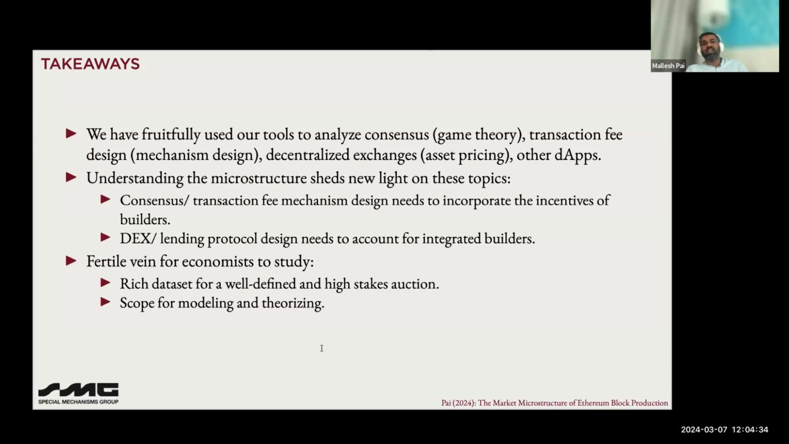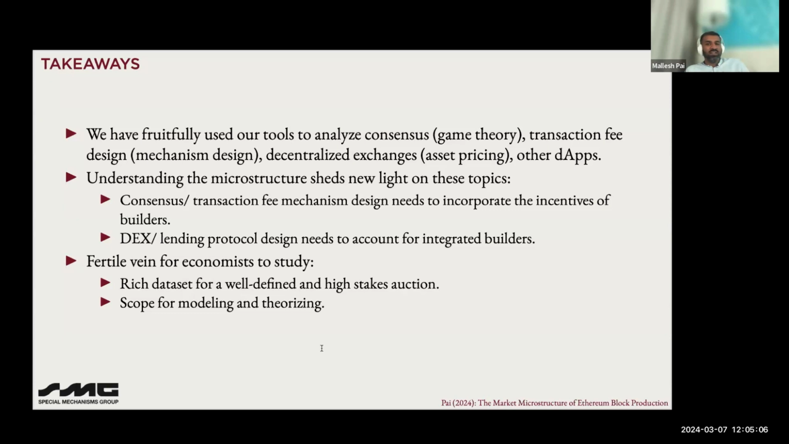And I believe that understanding this microstructure sheds new light on these topics. That is, we might want to take this particular microstructure and the incentives that it engenders into account, both when thinking about consensus layer and when thinking about DEX or DApp design. I know that within the community, people are actively thinking about the impacts of this microstructure, and it would be great for academics to join in and do that.